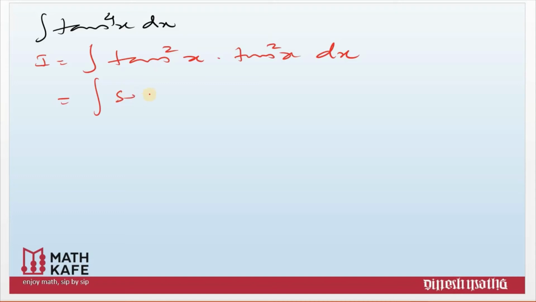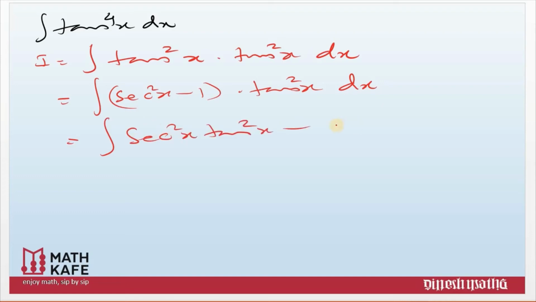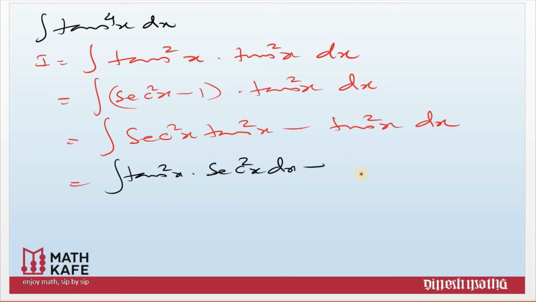Tan square x is equal to what? Sec square x minus 1, and then this tan square x as it is. Don't change both, or you will go back to the question and there is no advantage at all. Flip the integral: sec square x tan square x minus tan square x dx. Now check whether these integrals we can integrate or not. I can write tan square x into sec square x dx, the first one, and this is tan square x dx. For the first part we can use a substitution and complete it.